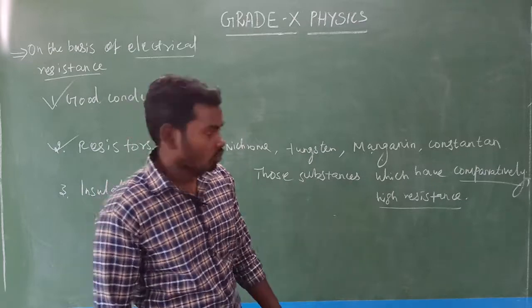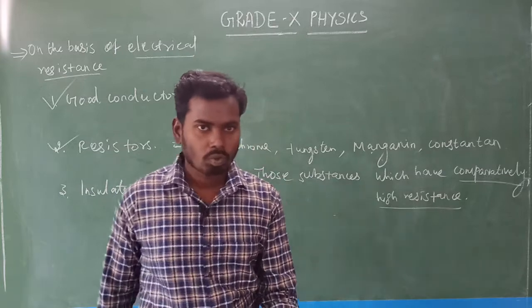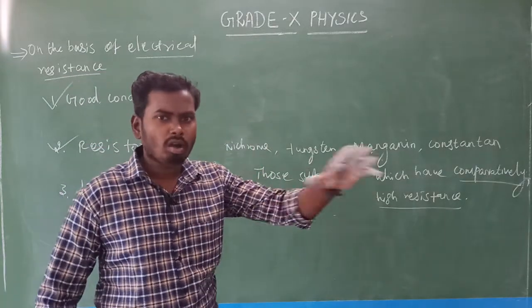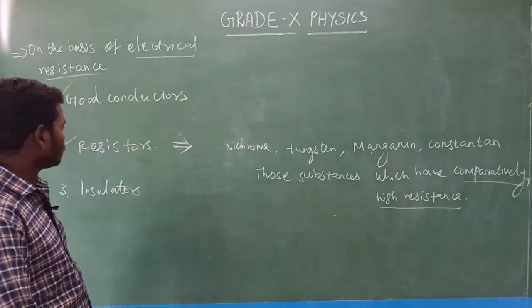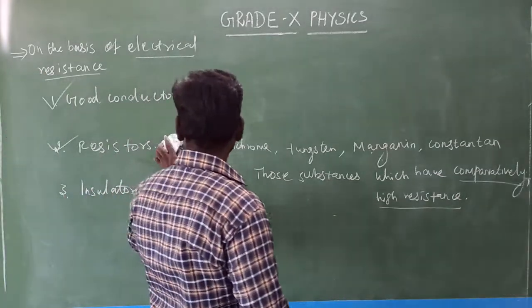So those substances which have comparatively high resistance are called resistors. What is the word meaning of comparatively? Comparatively means moderately. It's not a high amount, it's not a low amount, that is moderately. That's all. So that is called resistors. Next one, what is the insulator? What is the insulator, sir?